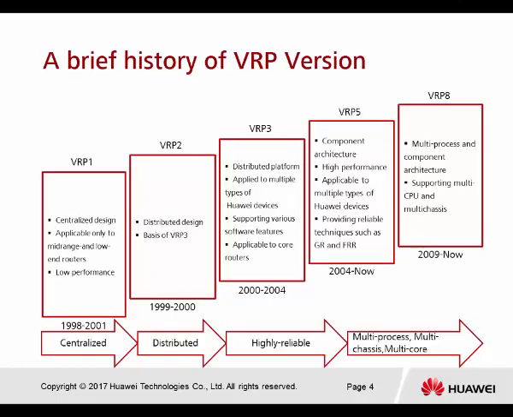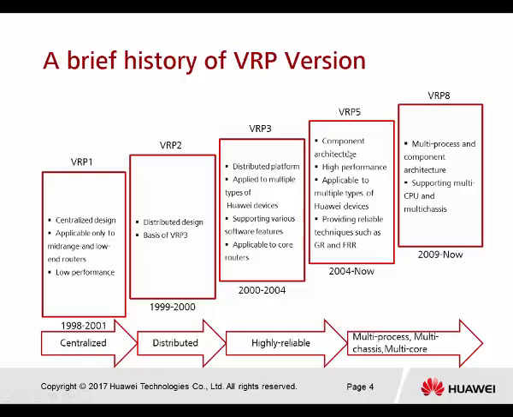So here is some of the brief history of the VRP version. Currently the latest version from Huawei is VRP 8. But of course VRP 8 is not supported on all devices. It's only the high-end devices that are able to use VRP 8. So most of the Huawei equipment is still using VRP 5.